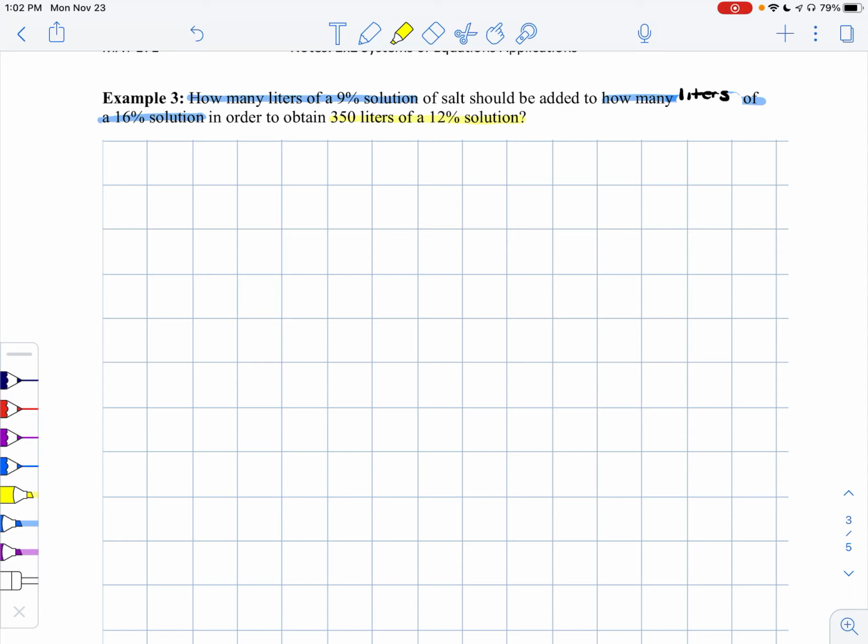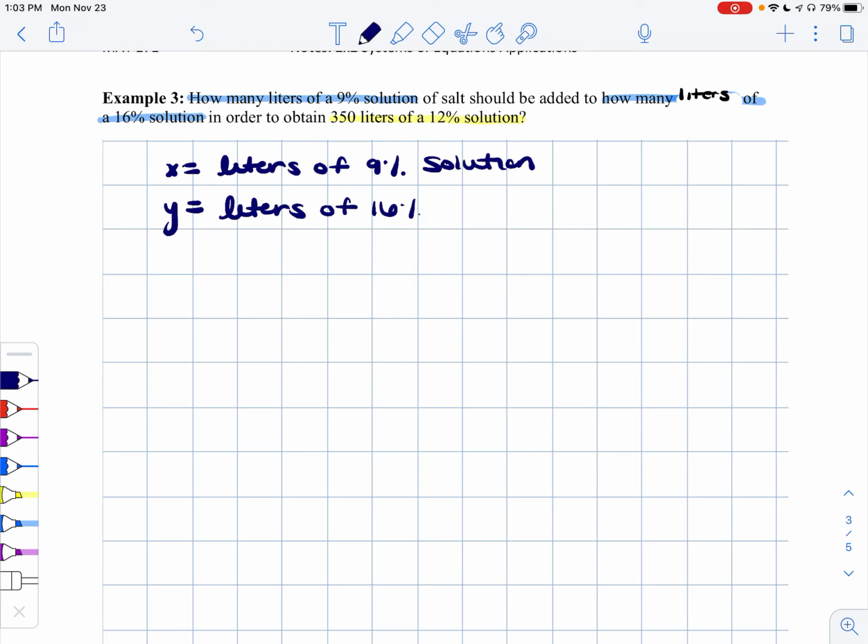Okay, so as usual, we need to start by defining our variables. So we need to figure out what we want to call x and what we want to call y. Based on the question that we're being asked here, how many liters of the 9% solution and how many liters of the 16% solution, that's how we're going to want to define our x and y. So I'm going to let x equal liters of the 9% solution, and I'm going to let y equal liters of the 16% solution.